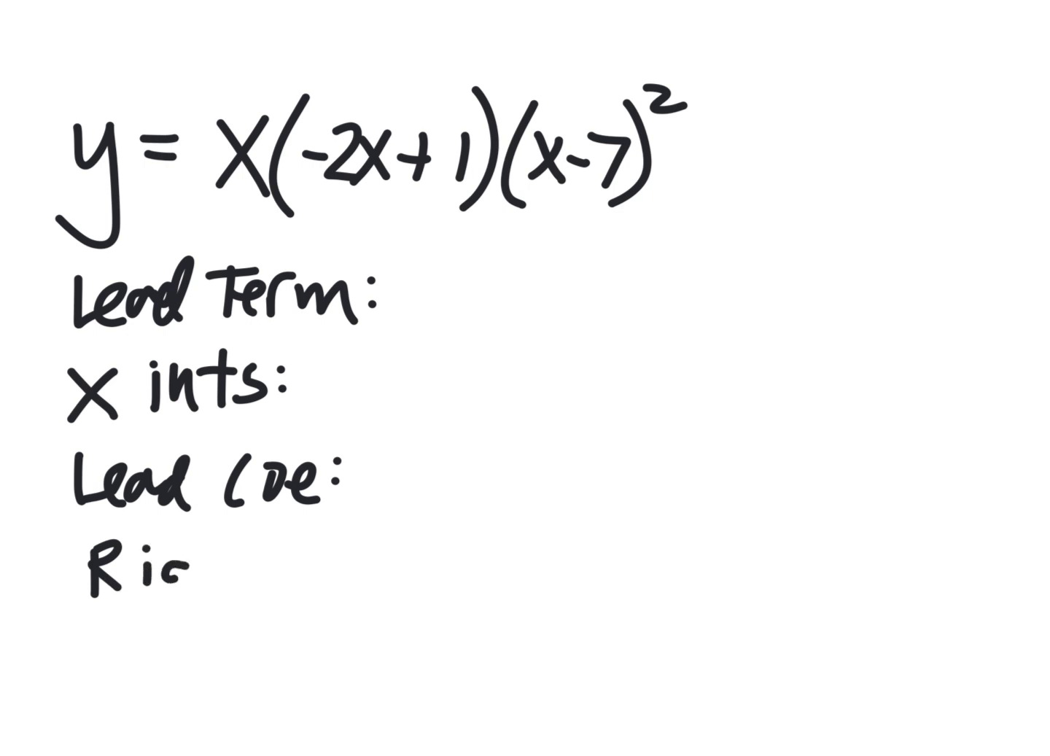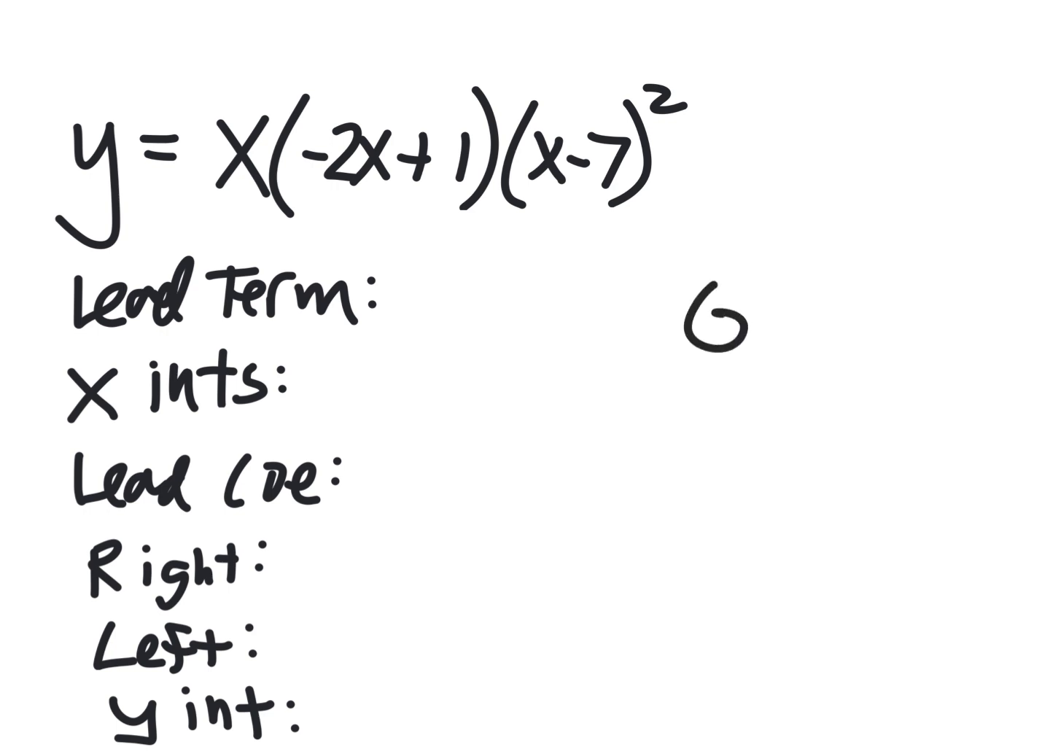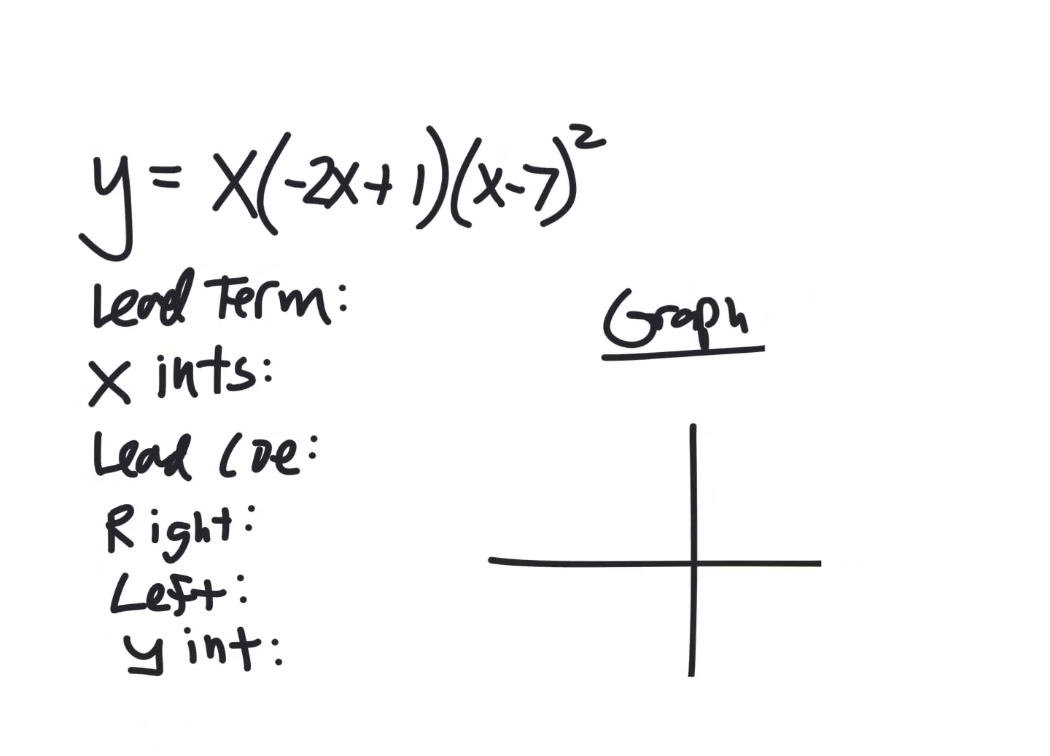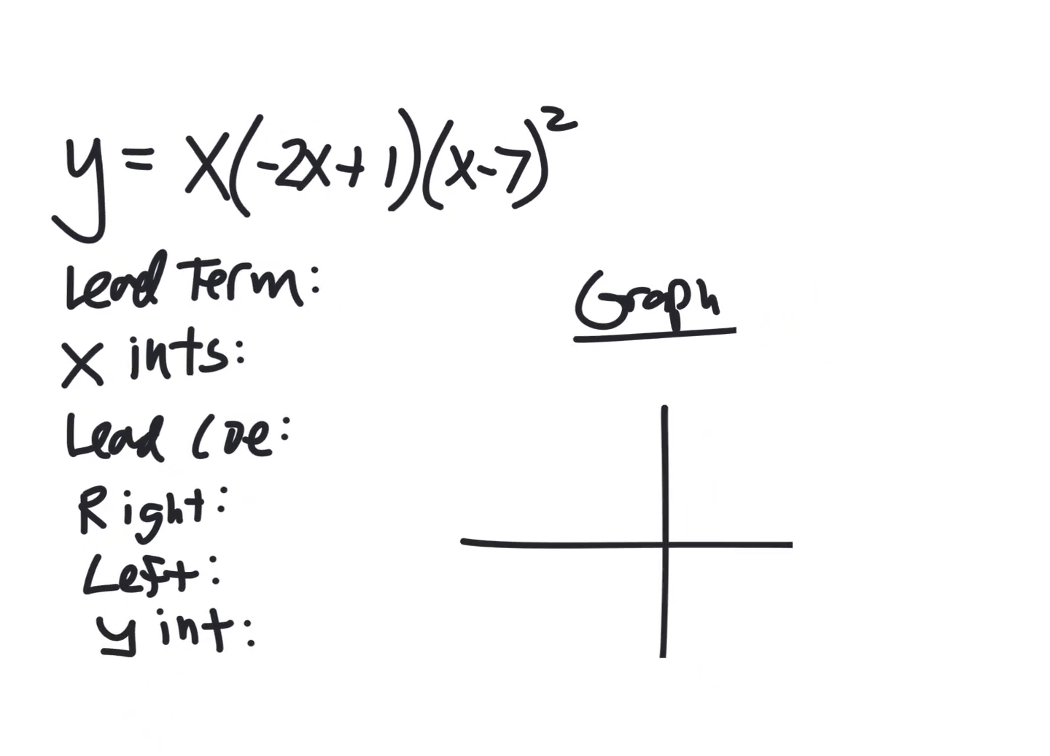The right end, the left end, the y-intercept, and then a graph. This represents pretty much everything all in one problem, except really hard graphing, or really hard factoring. I guess we'll end with that.